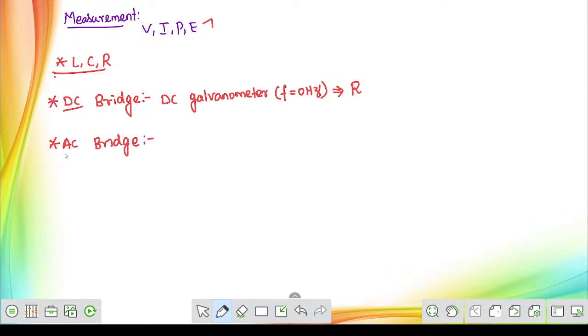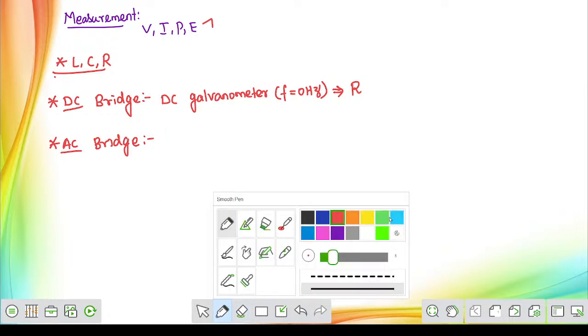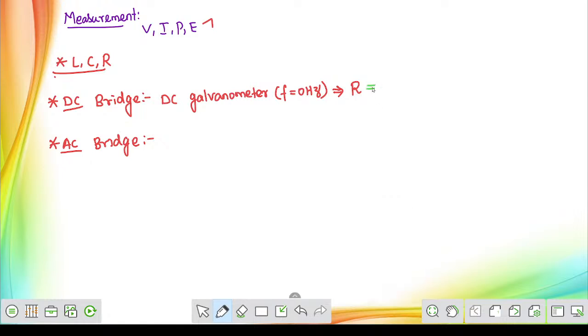Next, the other type of bridge is what we call the AC bridge. It works under the principle of alternating current. For the DC bridge, we have only one source, that is the battery. The AC bridge can work with two options. One is with the help of oscillators, and we can also connect a separate AC source externally.